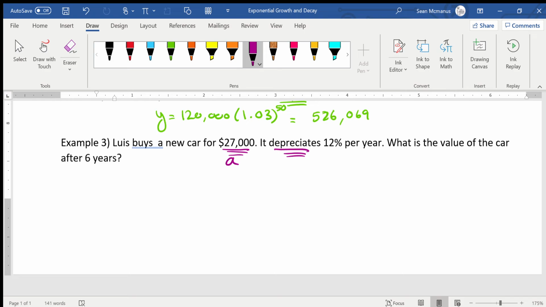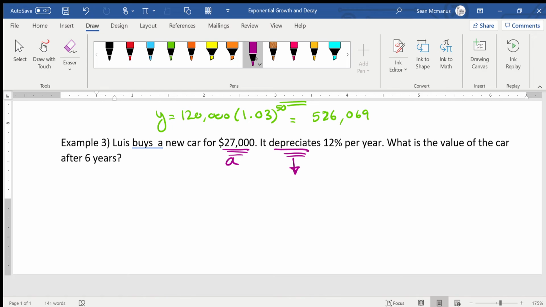Depreciates. When you buy a car, typically, unless it's some sort of classic or collectible that you're going to hang on to, like a '63 Corvette you're going to hold on to for 50 years, typically you go and buy a Toyota Camry, it's going to go down over time. Because you're going to drive it, it's going to get mileage, it's going to be worth less as time goes on. So when you buy a car, it depreciates, or goes down. It decreases. So it's going down 12% per year.